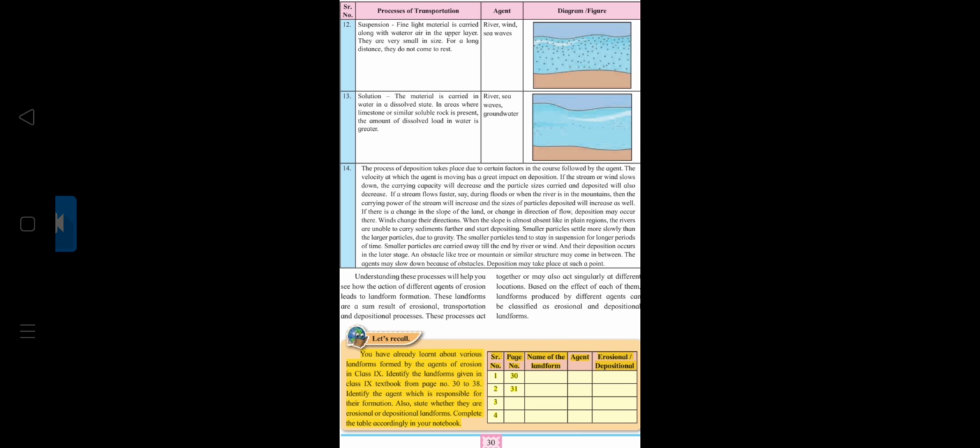If there is a change in the slope of land or change in direction of flow. Now, if there is a change in the slope, elevation, altitude, or the course of direction of flow, slope of the land, deposition, what happens at that time?